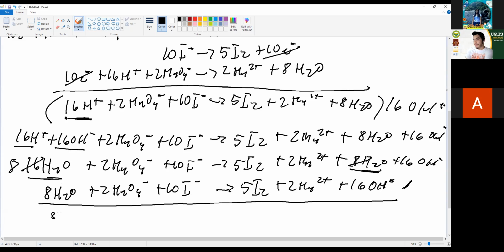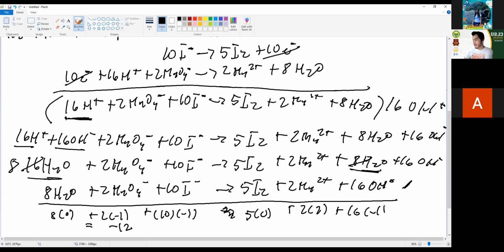So charge. So 8 times 0 plus 2 times negative 1 plus 10 times negative 1. So negative 2 plus negative 10 is negative 12. So dito, 5 times 0 plus 2 times 2 plus 16 times negative 1. Kasi negative 1 yung hydroxide. So 0 plus 4 plus negative 16 is negative 12. Ayun. So, balance na siya.